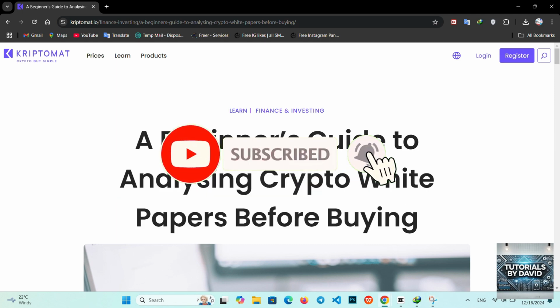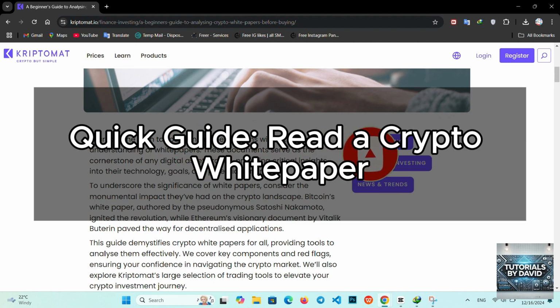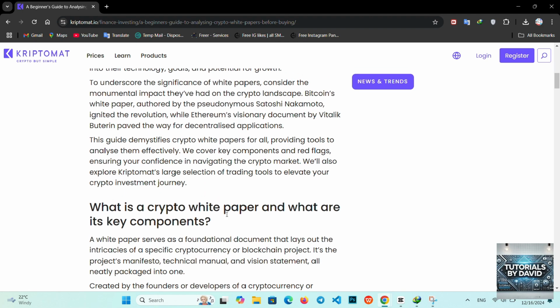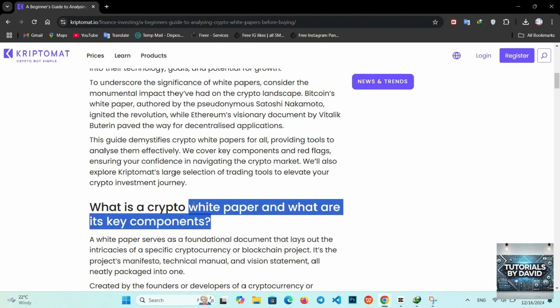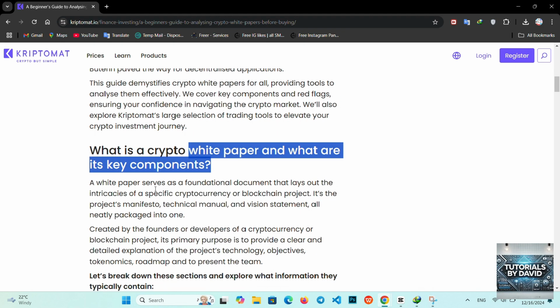Today, let's explore how to read and analyze a crypto white paper. White papers are essential for understanding blockchain projects and assessing their potential. Start with the problem and solution. What issues does the project aim to solve, and how does it plan to achieve them?